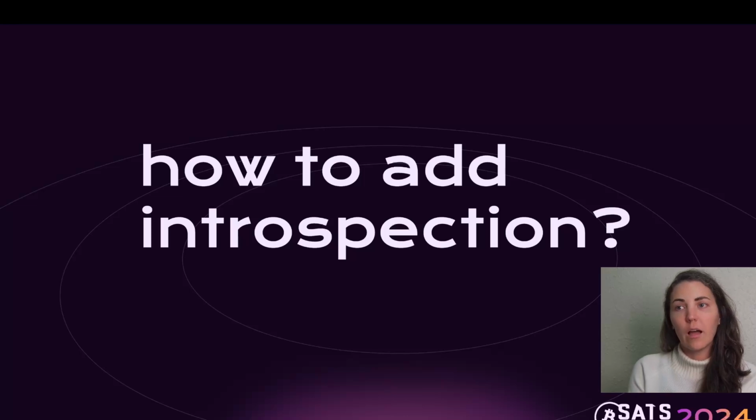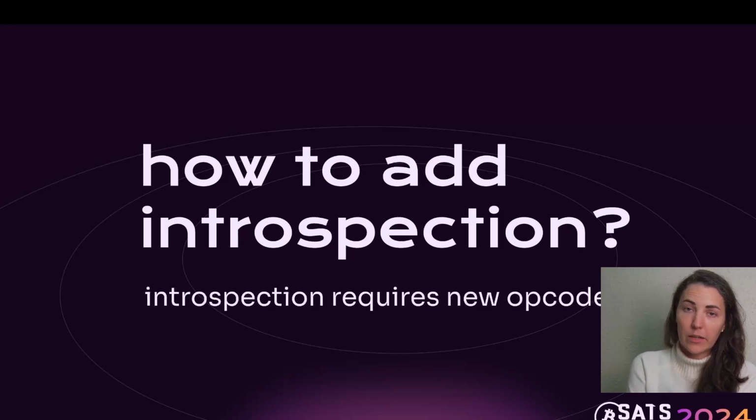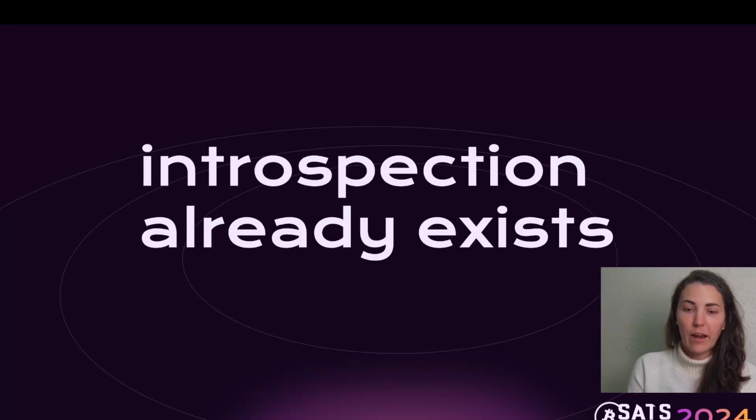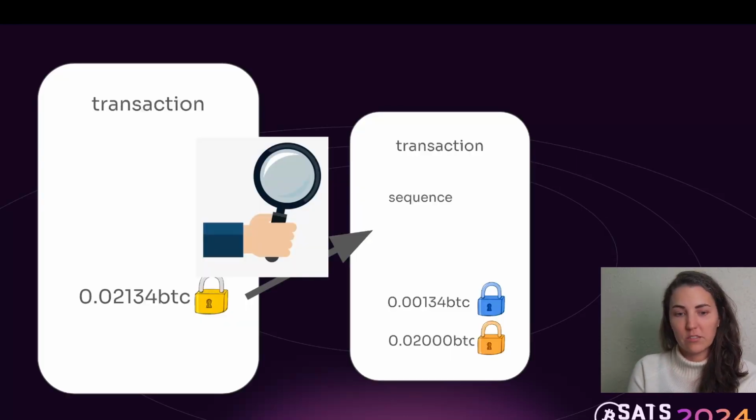Okay, so maybe it would be nice to have this. How would we add it? It's going to require some new opcodes to be able to look at the first output. So we should go through some of the proposals that are out there. But before we get into that, I want to drive home this idea that introspection already exists. The only problem is that it's limited. So it doesn't let you look at the first output in the next transaction.